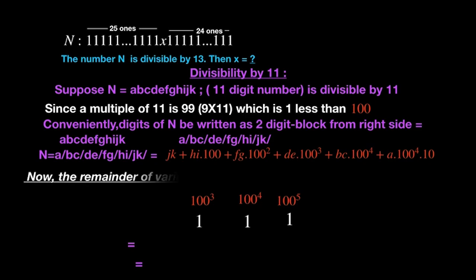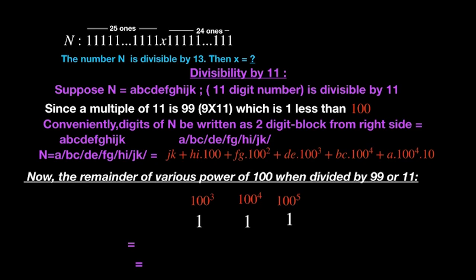Next, now the remainder of various powers of 100 when divided by 99 or 11, because 11 is a factor of 99. So we can write that the number is also divisible by 11. Now we can consider only 99, divisible by 99. So the powers of 100 and the remainder.